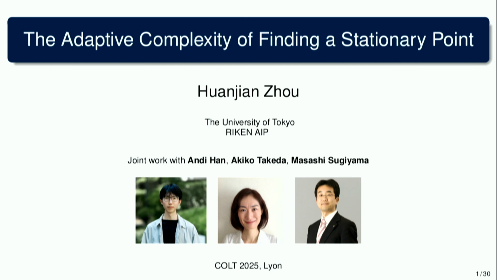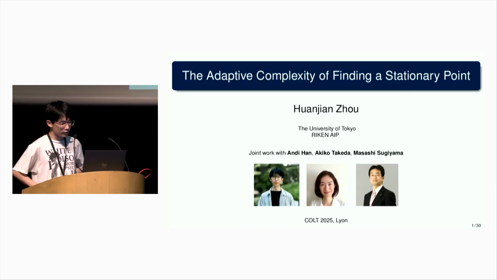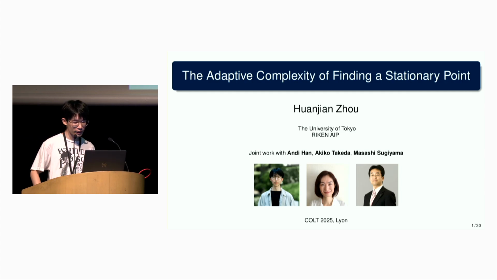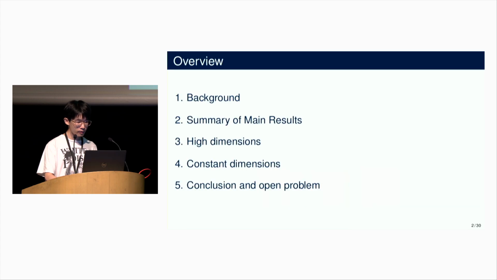Okay, so the next talk is by Wanzhen Zhao on the adaptive complexity of finding a stationary point. Thank you for the introduction. Hello everyone, I'm Wanzhen Zhou from the University of Tokyo and RIKEN AIP. This is joint work with Andi Han, Akiko Takeda, and Masashi Sugiyama. First I will go over some background and then a summary of main results, and some results in high dimensions and constant dimensions, and finally I will give a conclusion and open problems.